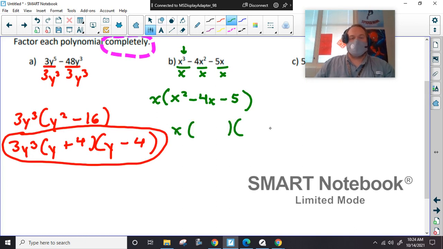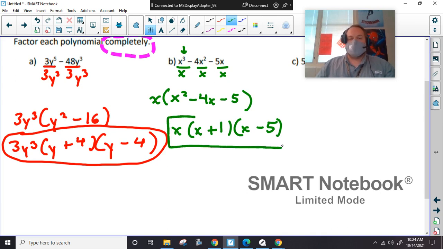So I know I'm going to have 2 sets of parentheses. I know I'm going to have an x here and an x here. This -5 tells us our signs are different. The -4 tells us our bigger number's negative. What are the only 2 numbers that you can multiply to get 5? 5 and 1. So which one's bigger? 5. So that would go here, and 1 would go here. And then it's done.